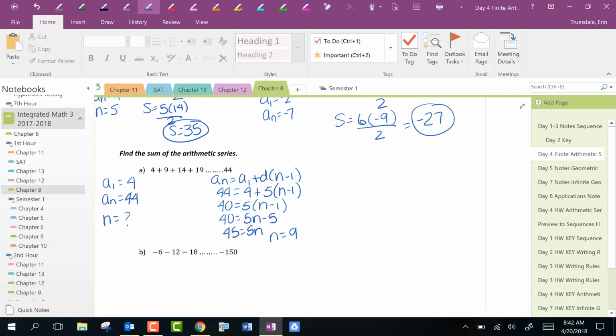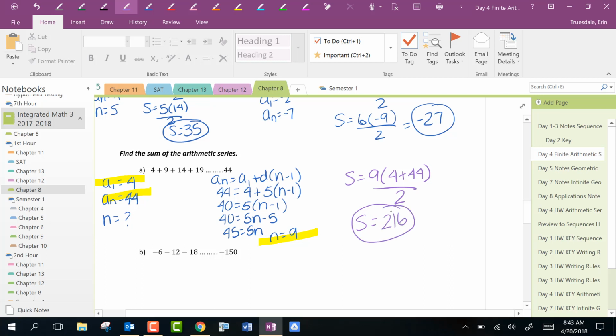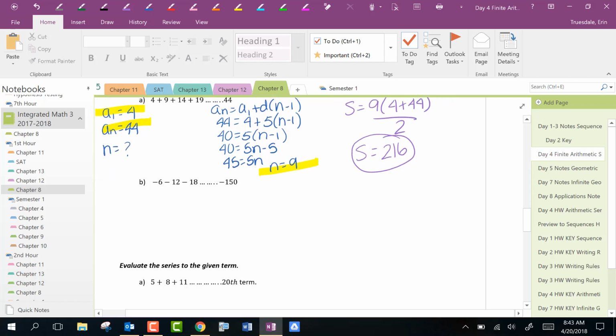Okay. Do I now have everything I need to plug into the formula? Yes. So the sum would be 9 times 4 plus 44 divided by 2. So 9 times 48 divided by 2 would be 9 times 24, so 206. Questions? Okay, why don't you guys do part B? And I'll come around and help you if you need it. Write down, notice how I write down on the side what I have and what I still need.